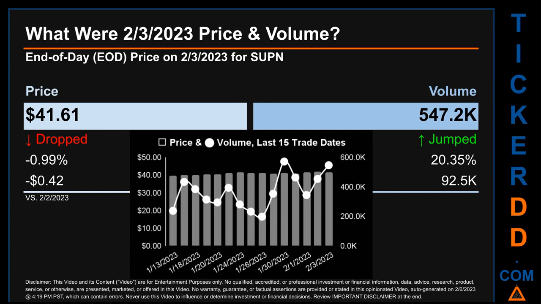The graph shows price and volume for the last 15 trade dates. Across a range of $2.15, the max and minimum end-of-day price were respectively 42.03 and 39.88. Volume saw a range of 374.2 thousand, from a day low of 198.1 thousand to a day high of 572.3 thousand.